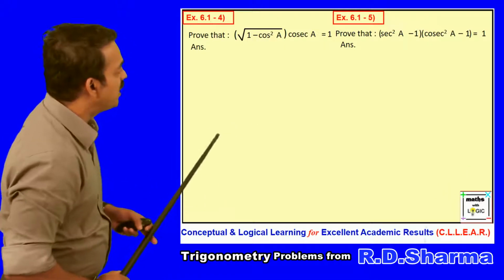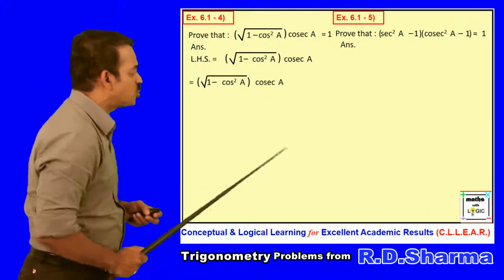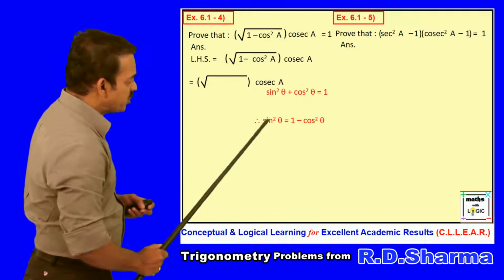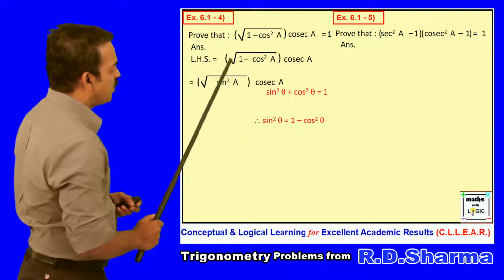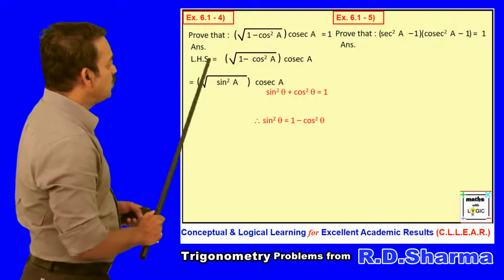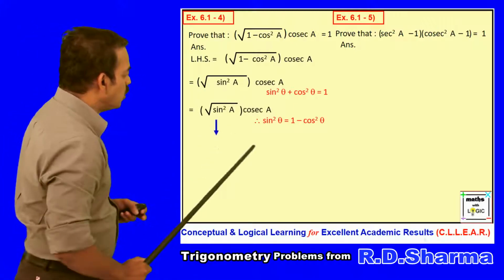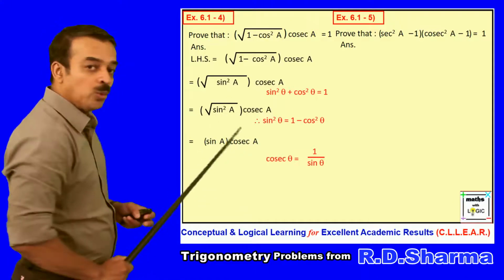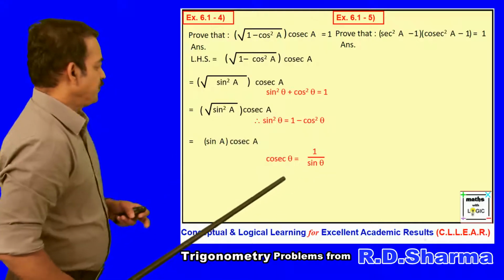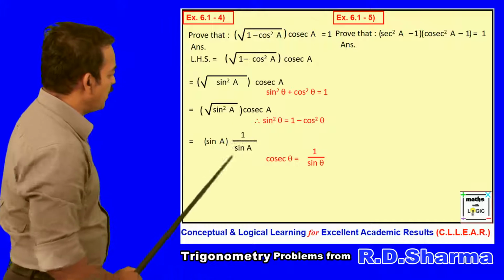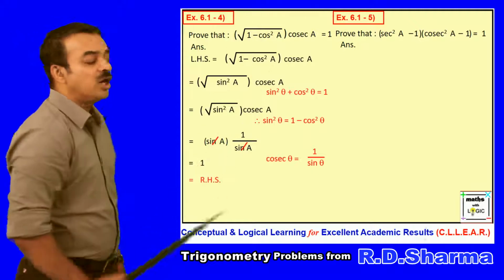Let us begin with the answer. 1 minus cos square A. There is a relation sine square theta plus cos square theta equal to 1. So sine square theta is 1 minus cos square theta. Hence I will replace 1 minus cos square A as sin square A. And root of sin square A will be sin A. So the product of sin A into cosec A obviously will be equal to 1 because they are the reciprocals of each other. So this I am replacing as 1 upon sine. So my answer after simplification will be equal to 1, which is your other side.